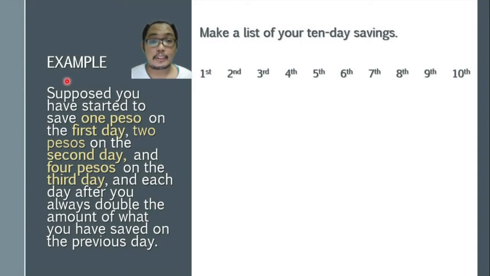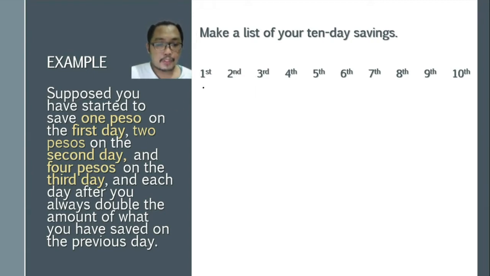And here is the situation. Suppose you have started to save 1 peso on the first day, 2 pesos on the second day, and 4 pesos on the third day, and each day after, you always double the amount of what you have saved on the previous day. Here, we are expected to make a list of your 10-day savings.